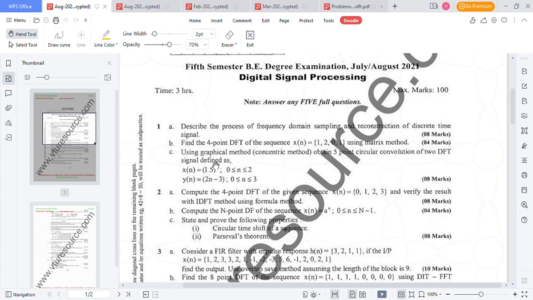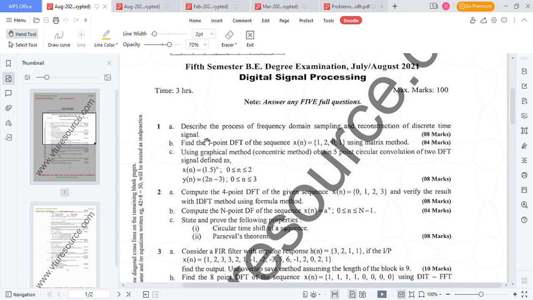Yes. So today we are going to start with that, and let me showcase you the question paper first. With respect to 4-point DFT, then we'll go on to the other concepts. If I come to the other concepts, I'll show what questions have come from them. So now let us go through what we have done till now, right? And this is: describe the process of frequency domain sampling and reconstruction of discrete time signal.